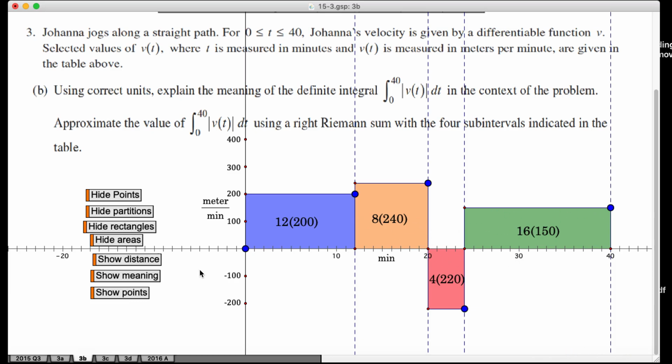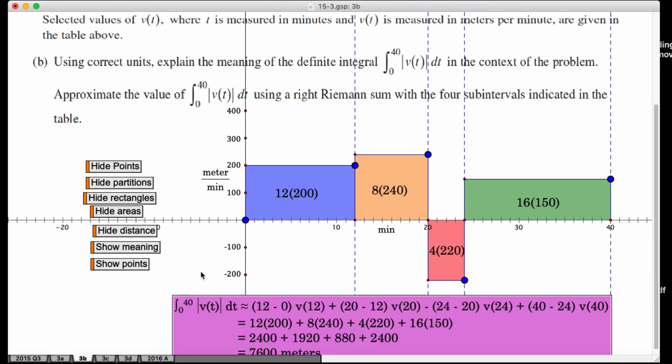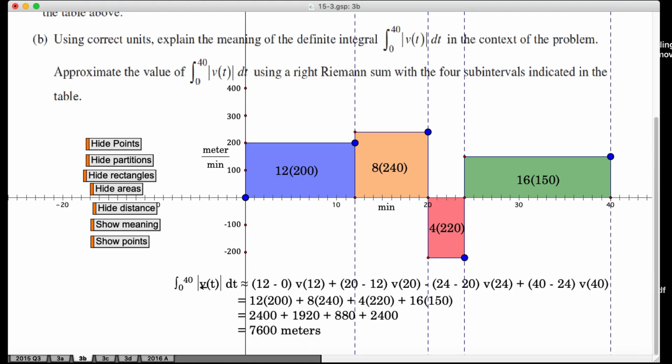So we have to add up all those subintervals. And that is what this is. And this is going to turn out to be 7,600 meters. And again, notice looking at units, the area under these curves, the height is going to be meters per minute. The base is minutes, so base times height, meters per minute times minutes. The minutes go out and we get meters. So that's what the area under the curve is. It's in meters. And now let's get a feeling for what the meaning of this means.